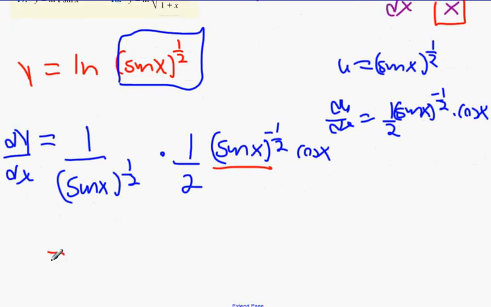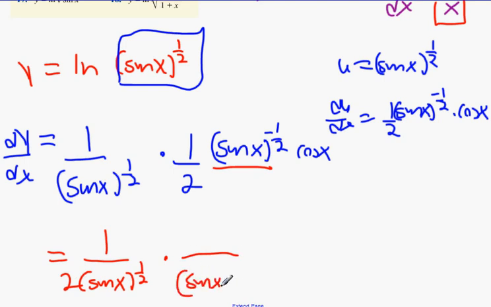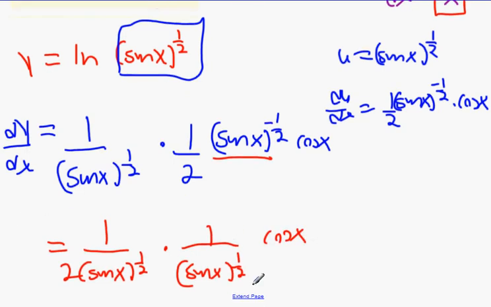Bringing it down, I'm going to move the 2 to the front because it's multiplied. And then we're going to have sine x to the power of a half here again, all over 1 cos x. Now what's sine x to the power of a half by sine x to the power of a half? So 2 sine x on the bottom and cos x on the top.